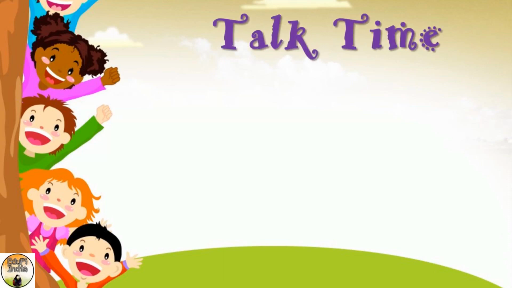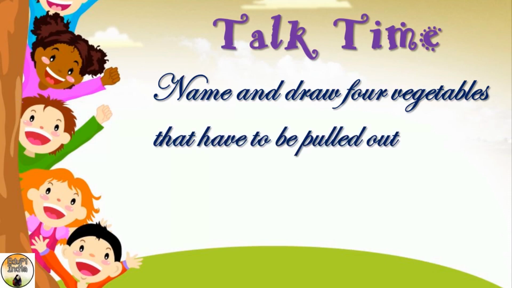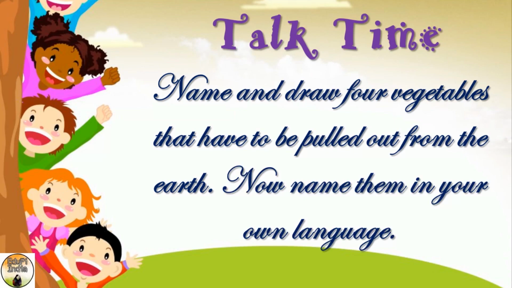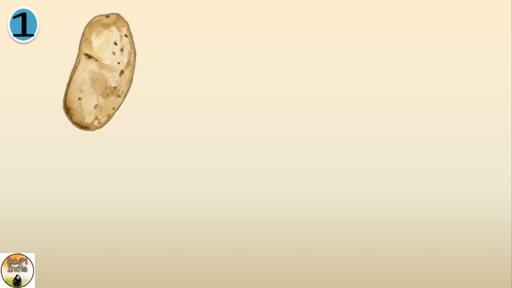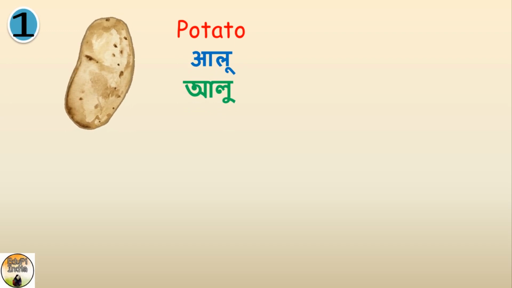So it's talk time. Name and draw 4 vegetables that have to be pulled out from the earth. Now name them in your own language. Let's see them one by one. First one is potato. We call it in Hindi aloo and in Assamese meetha aloo or ronga aloo.